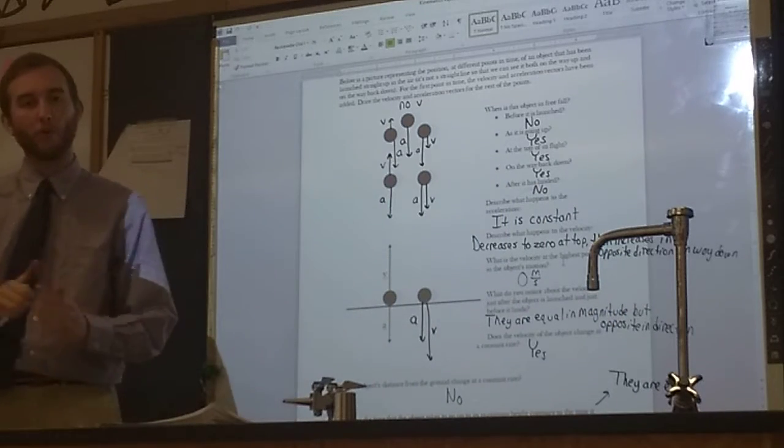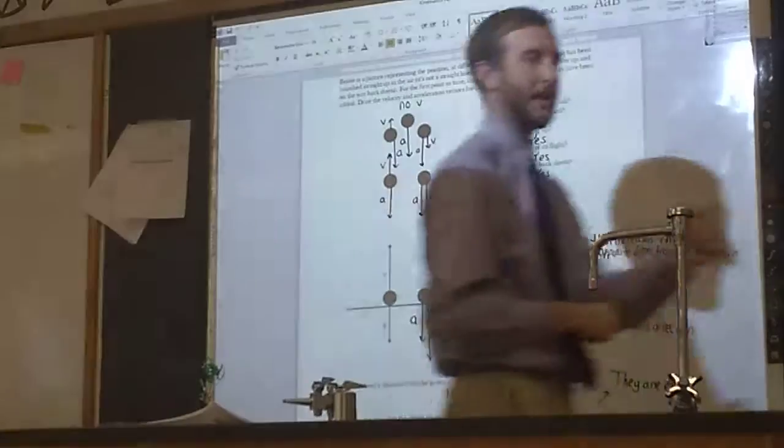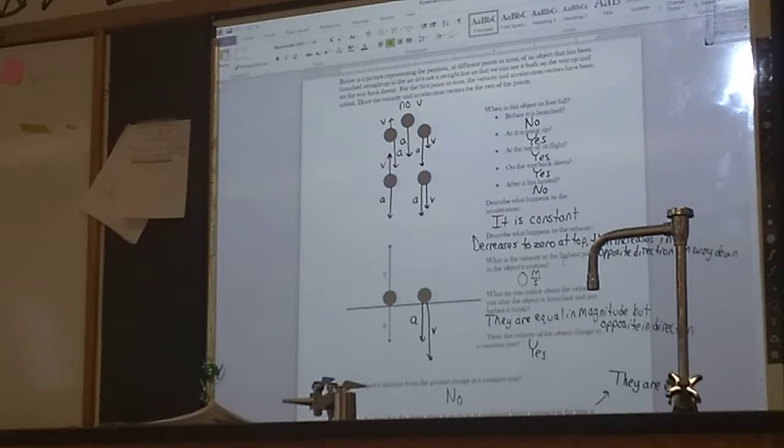Okay? That's a very quick conceptual rundown of how free fall works when you're launching something up and having it come back down. Our next video, we're going to sum everything up, and then we're going to see some examples.